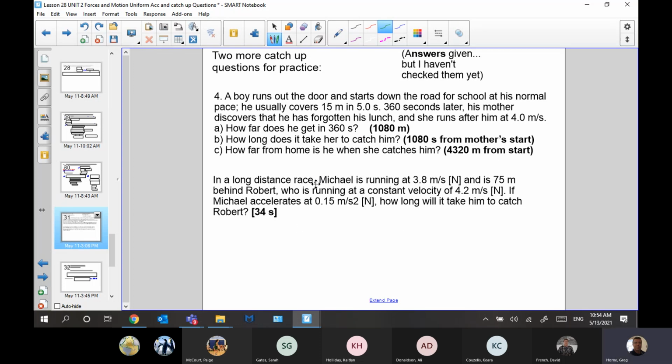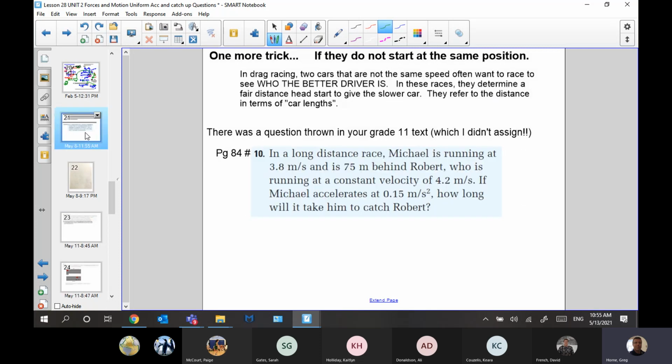Same thing in a long distance run. Michael's running at this distance and he's this far behind someone running at a constant velocity. If Michael accelerates at this rate, how long will it take him to catch up, right? Obviously one is 75 meters ahead of the other, without it being because of a drag racing scenario. But long story short, we've got different starting points. This question here, number 10 on page 84 of your grade 11 textbook, was thrown in there by the authors. No other mention of catch-up questions at all in the textbook. Boom, there it is. Good luck with that, students.